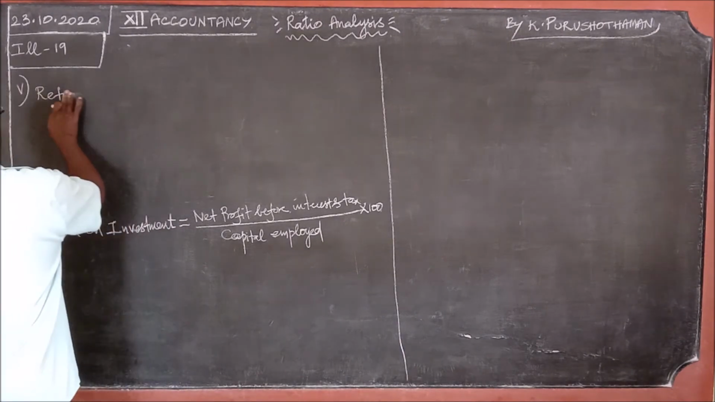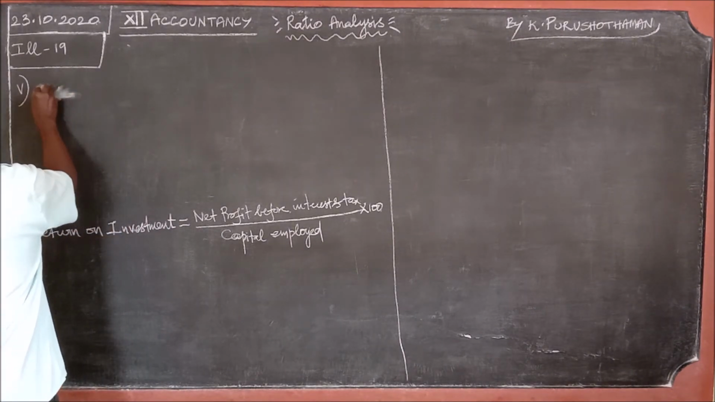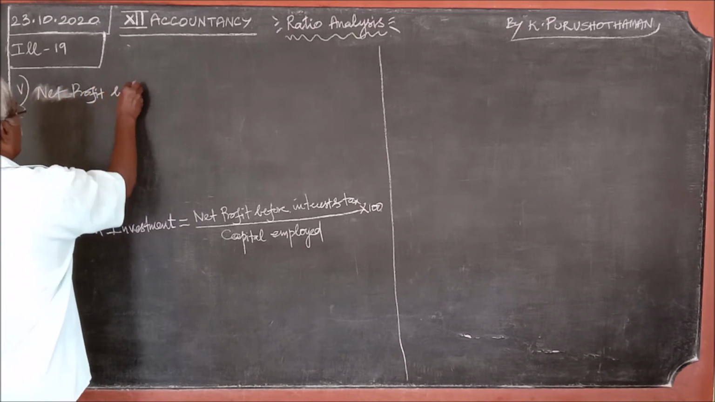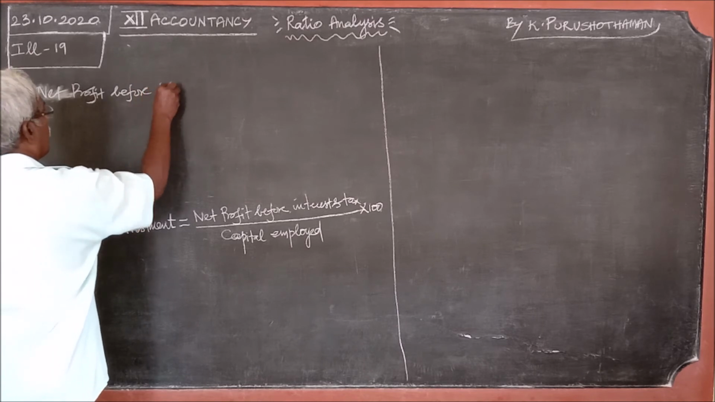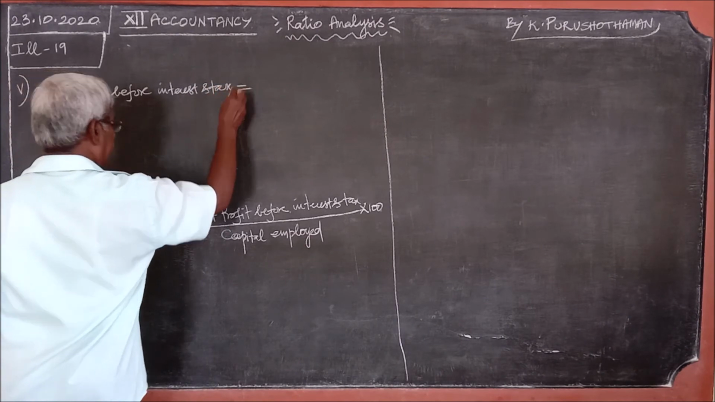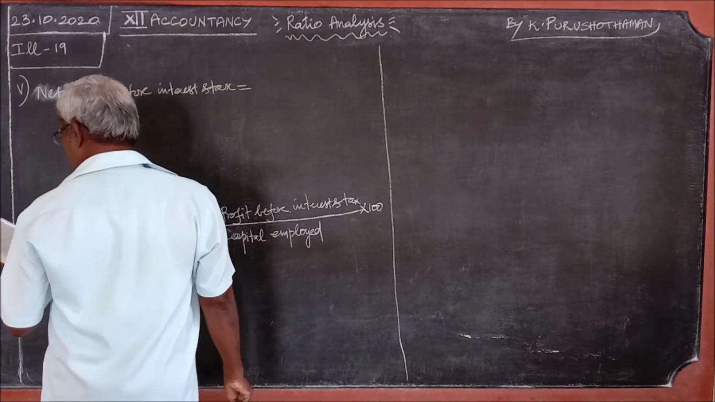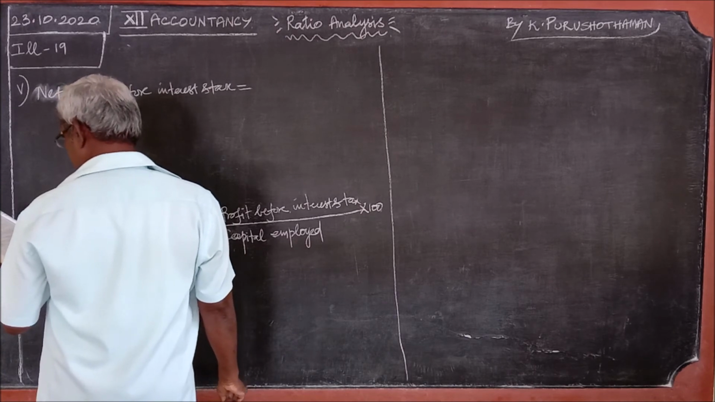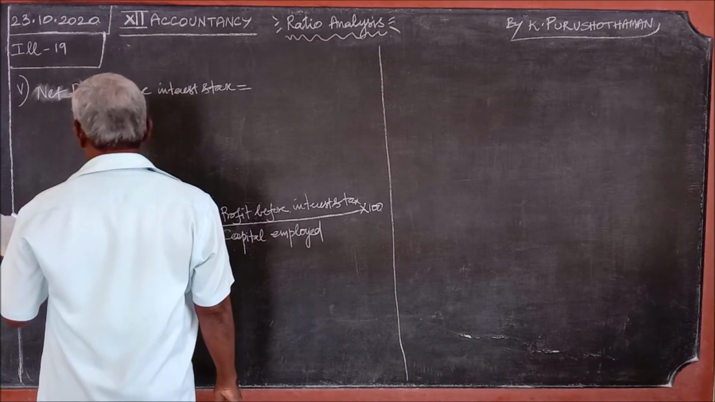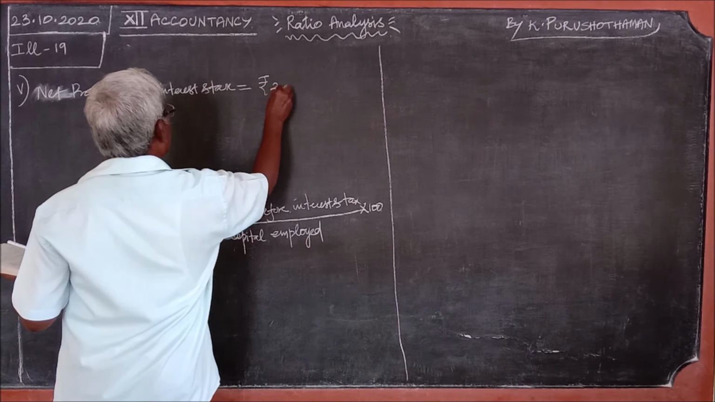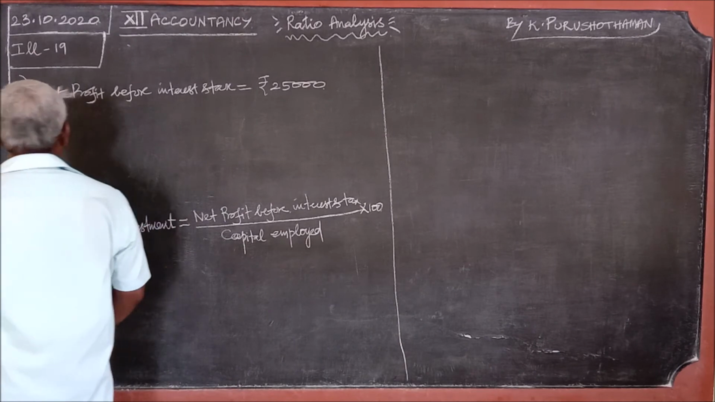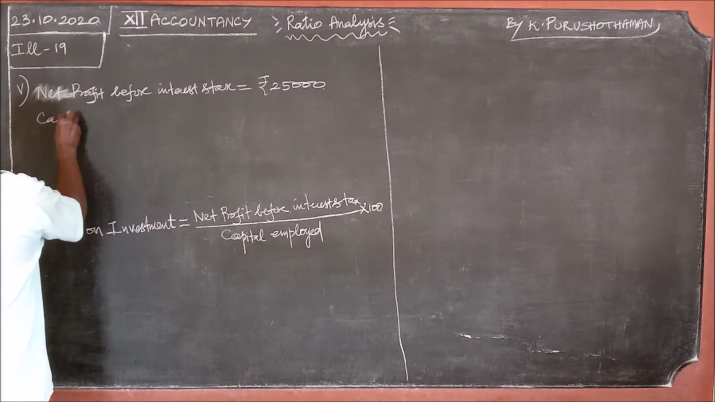So, what is net profit before interest and tax? It is given clearly in illustration number 19 at the bottom of the box. You see net profit before interest and tax for the year was rupees 25,000. So the numerator is okay. What about the denominator? Capital employed.